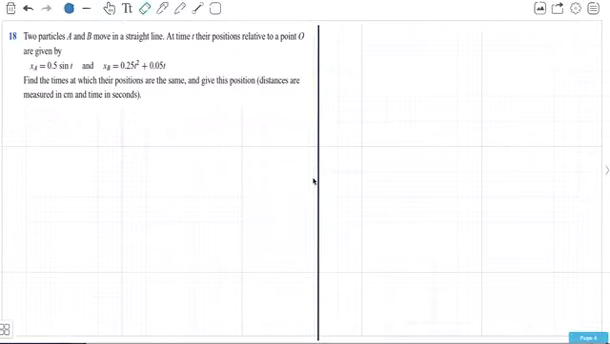Okay, so this question's in 3D as well. This is question 18. So we're looking at two particles A and B. It says they move in a straight line, and at time t their positions relative to a point O are given by the following equations.